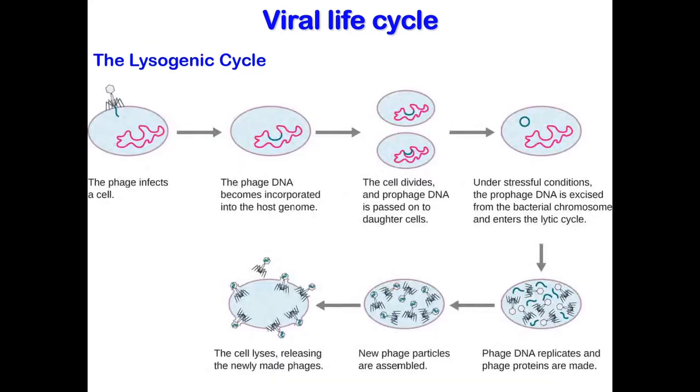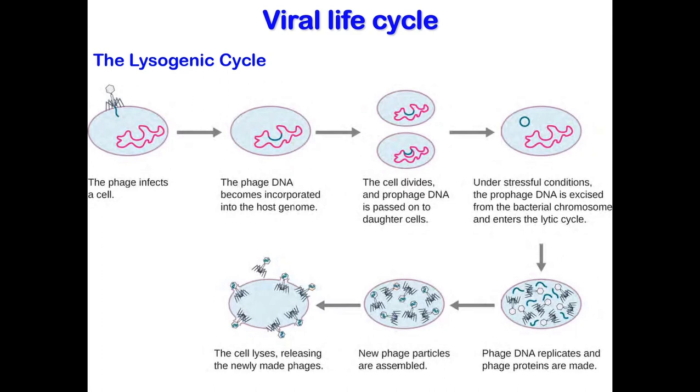Similarly to the lytic cycle, in the lysogenic cycle, the phage genome also enters the host cell through attachment and penetration. However, during the lysogenic cycle, instead of killing the host, the phage genome integrates into the bacterial chromosome and becomes part of the host.